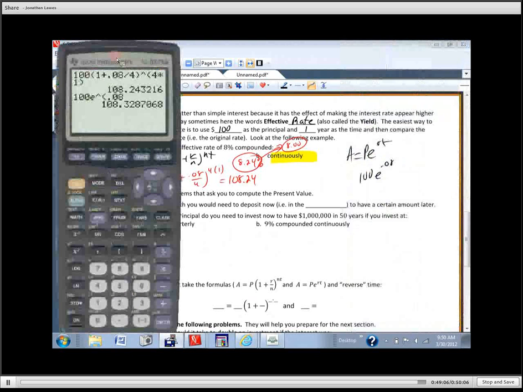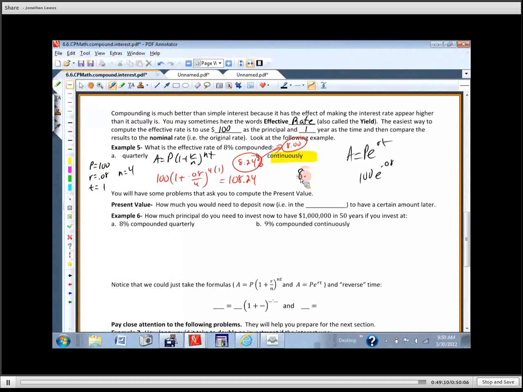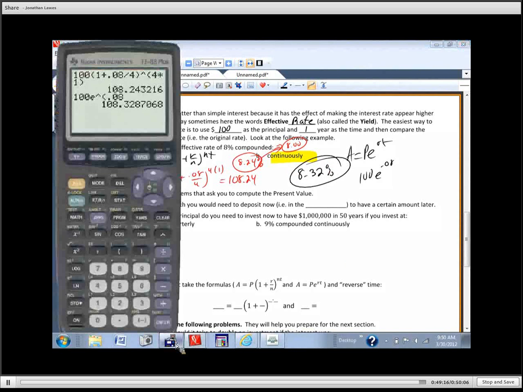What's the effective rate? 8.32%. Okay? That would be the effective yield, and that's why. When you compound, it has the effect of making the interest rate seem higher. Any questions? Yeah? Is that something you get excited about, that the continuous rate is that much?